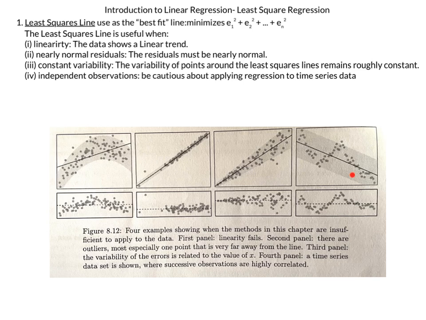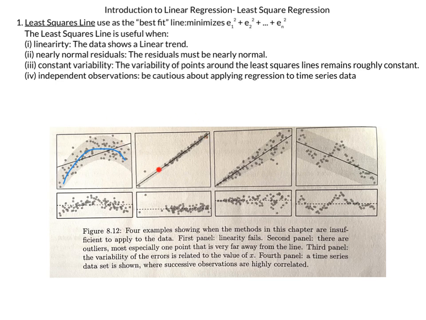These 4 graphs illustrate 4 examples where different parts of the least squares line conditions are not met, and so we should not be using the least squares line. This first one violates linearity. In other words, there is a trend of association, but it tends to be more of a parabolic shape, right? The one that's kind of shaded. It's not a line, but a parabola.